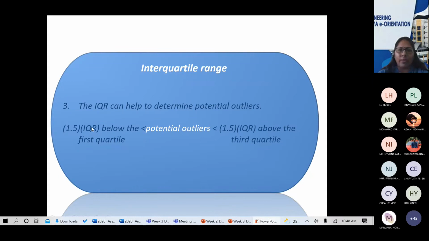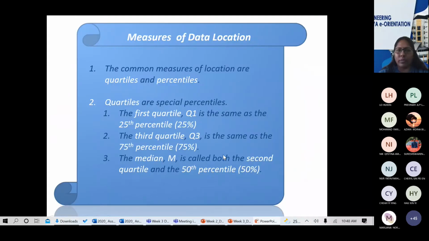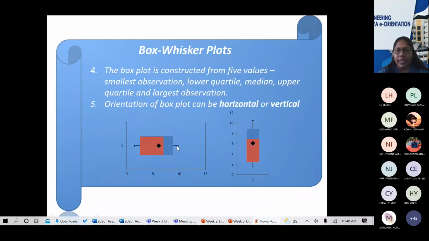Outliers are 1.5 interquartile range below the first quartile. Outliers means you have a box plot, and then your data falls outside these lines. Outside these lines. Okay, outside. So when it falls outside, it's an outlier.